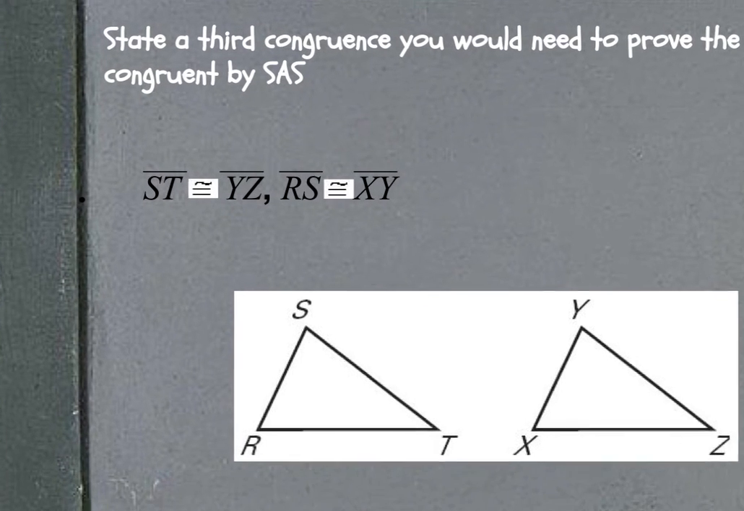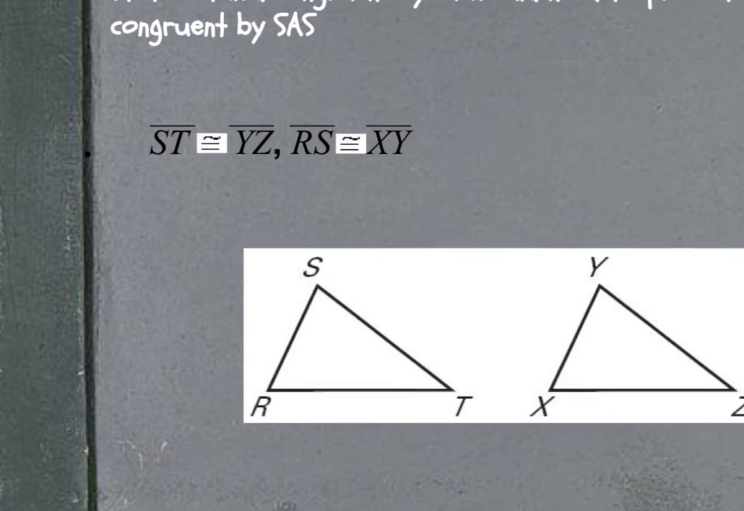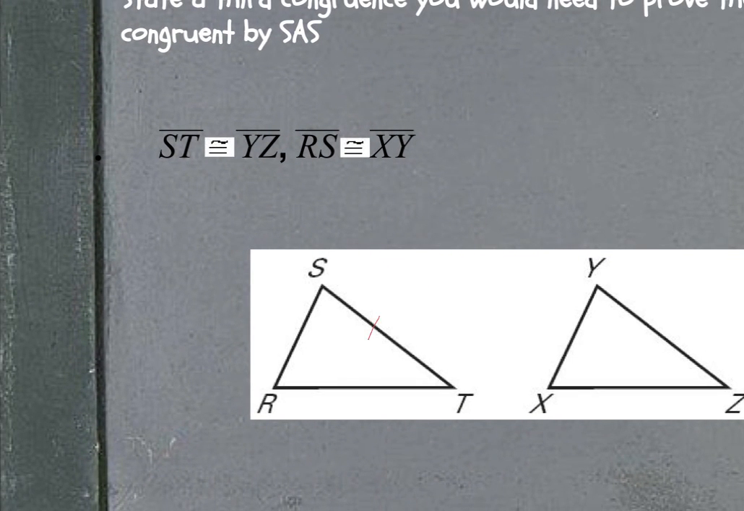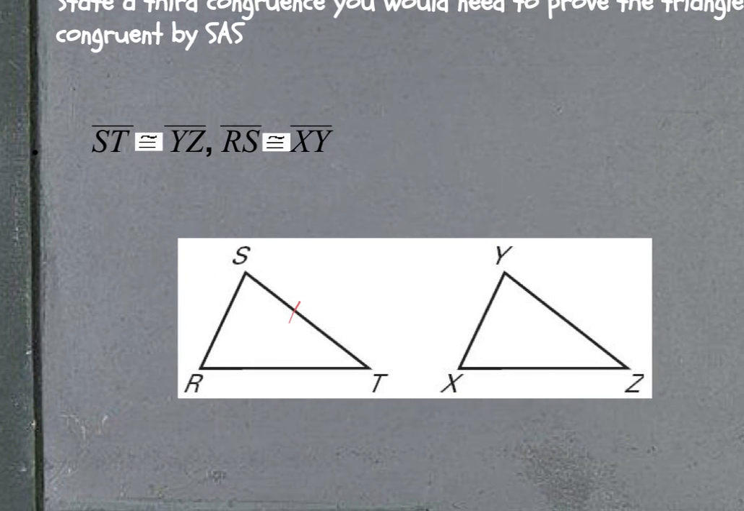If we have ST is congruent to YZ, so let's put ST, let's put a little mark. YZ, let's put a little mark. RS is congruent to XY. Let's put 2 marks. Guys, which angle would need to be congruent for us to prove? If we were to only say that one angle needed to be congruent, which two angles would it need to be?